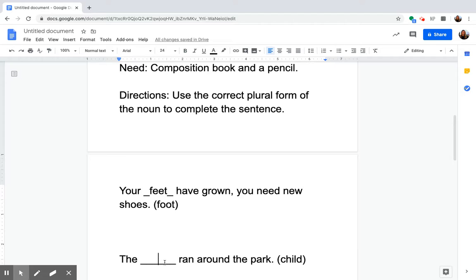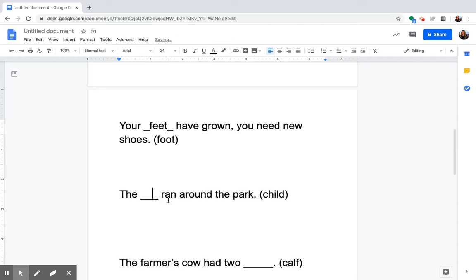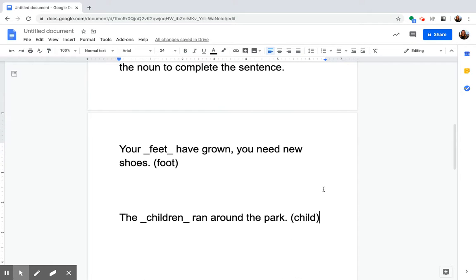Next it says, the blank ran around the park. The singular noun that we have is child. How do you change child to plural again? Yes, we're going to add that REN to the end, and we have the noun, the plural noun, children. The children ran around the park. Make sure you get that in your composition book before we move to our next example.